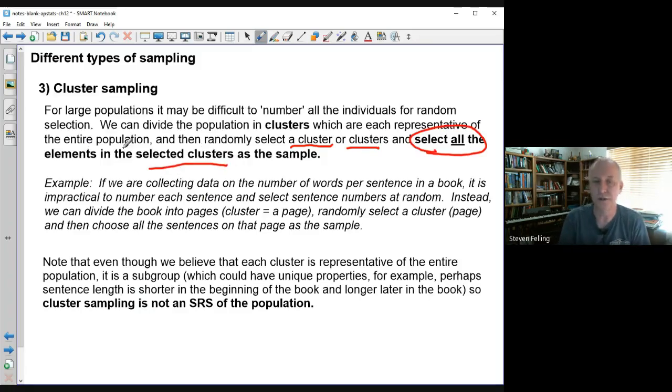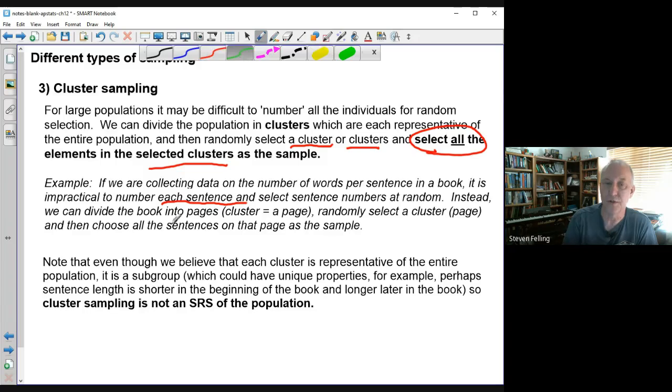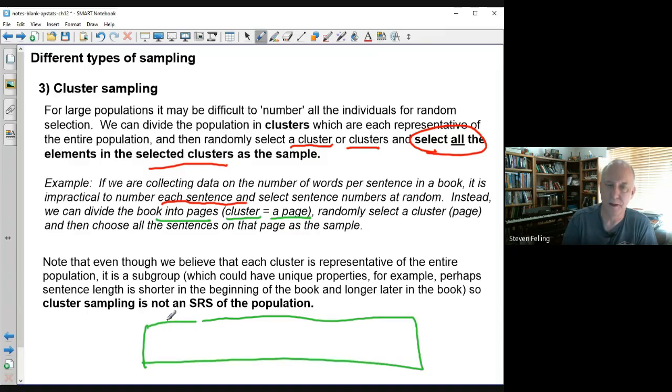So here's an example. Let's say we're collecting data on the number of words per sentence in a book. Maybe it's impractical to number every single sentence and then do a simple random sample (SRS) out of that 10,000 list of sentences in the book, right? So instead, what we can do is first divide the book into clusters, which are the pages. So we can define a cluster to be a page, right? Basically the idea is, here's the entire book, right? And we really want to get a random sample of sentences. So we're going to take a sample of sentences from these books to analyze and find out how many words are in each sentence, right?